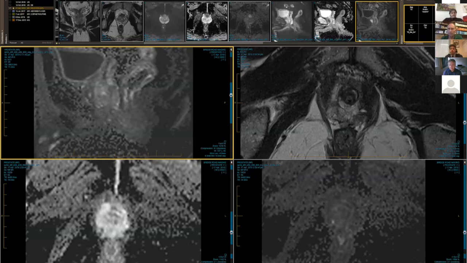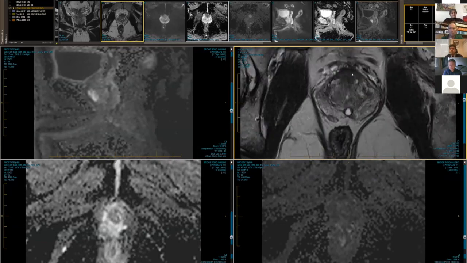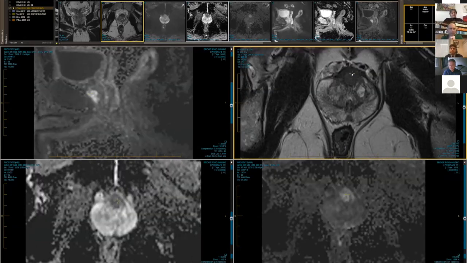This index lesion is clearly separate of the capsule. But the second lesion, the one that was reported, clearly does breach the capsule. Yep, it does. So this is a clinical T3a, right? Yep, that's right. I wouldn't necessarily routinely do a lymph node dissection on that. An high risk.